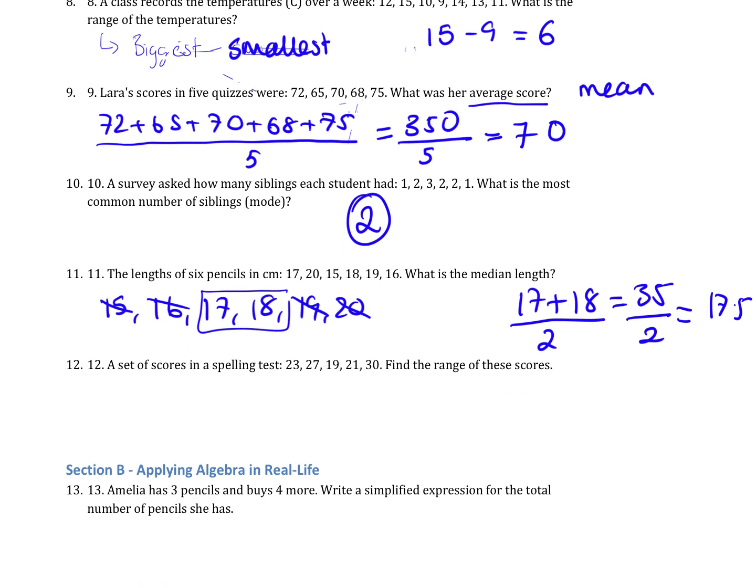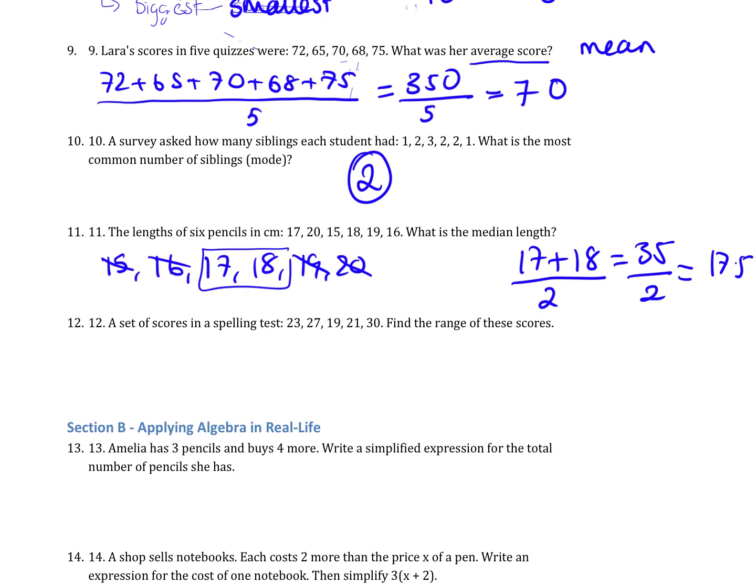Excellent. A set of scores in a spelling test: 23, 27, 19, 21, and 30. Find me the range of these scores. So, what will I do here? What does range mean? The biggest take away smallest. Good. So 30 take away 19. Good woman. And what's that going to give me? 11. Good. Excellent.